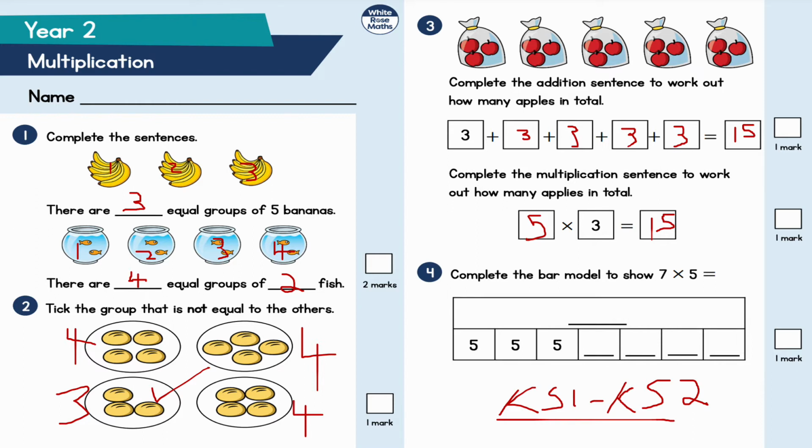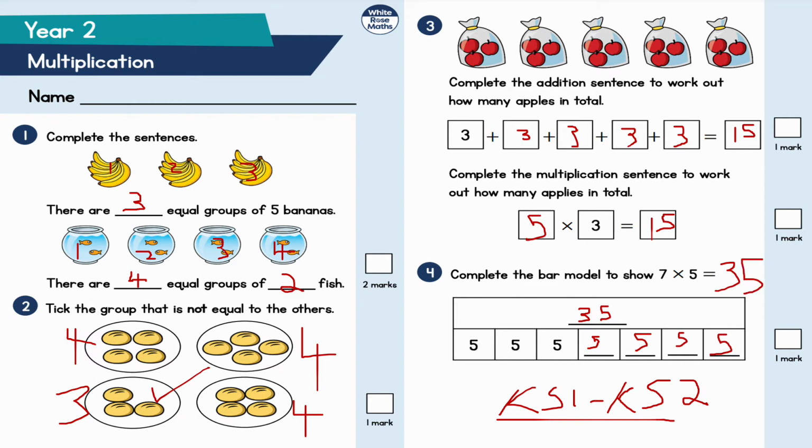This is question number 4. Complete the bar model to show 7 times 5. Well, 5 plus 5 plus 5 plus 5 plus 5 plus 5 plus 5 gives me an answer of 35. So 7 times 5, or 7 5s, are 35.